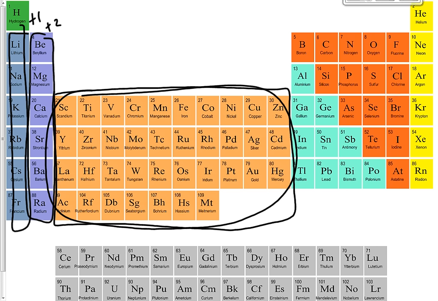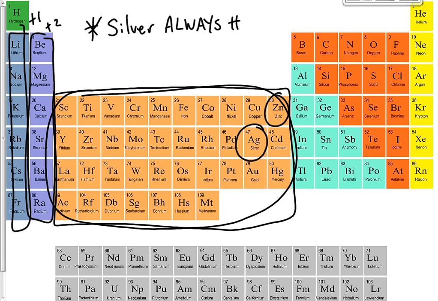All right. So there's only two that we are going to work with that make only one charge, and that is silver and zinc. Okay. So silver only makes a +1 charge. Always +1. The next one is zinc. Zinc always makes a +2. All right, so those are the only two that we're going to be dealing with in the transition metals that make just one charge.